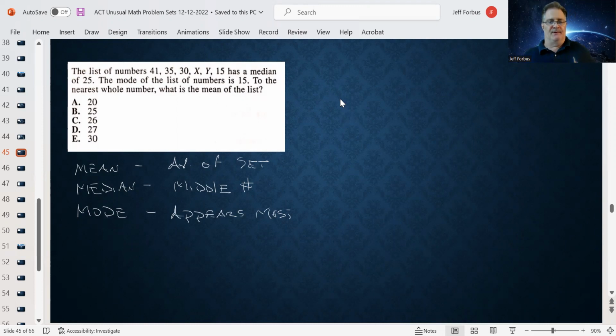Well, let's leverage this set of numbers. When you work with a mean, median, and mode, you're going to have to put these numbers in order. And they tell us the mode of the list is 15. So we have a 15 in the set. They tell us that the mode is 15, so that means we have to have another 15 in the set. Then we have a 30, a 35, and then a 41. And then we have Y left over. So we have some unknown number Y.